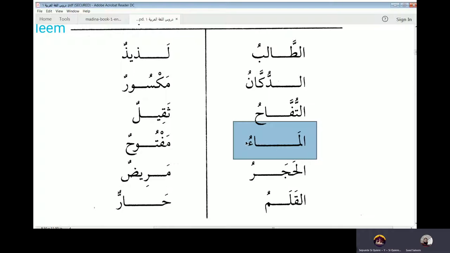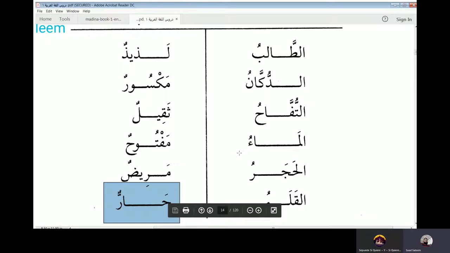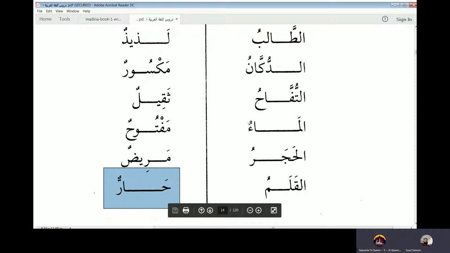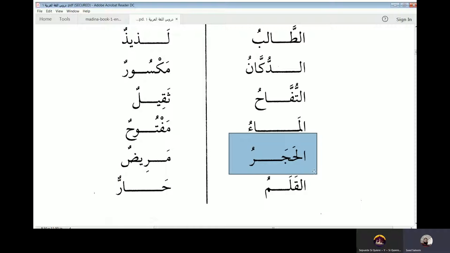Al-ma'u harrun. Harrun, correct. The water is hot. Correct. Al-hajaru, the stone is heavy. Thaqilun? Yes, correct.